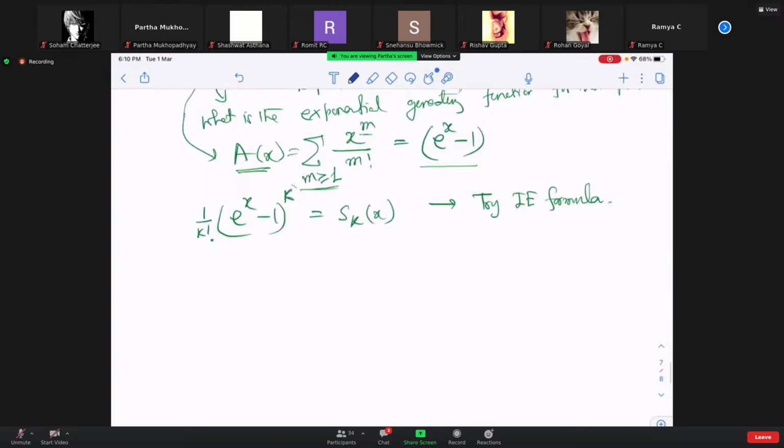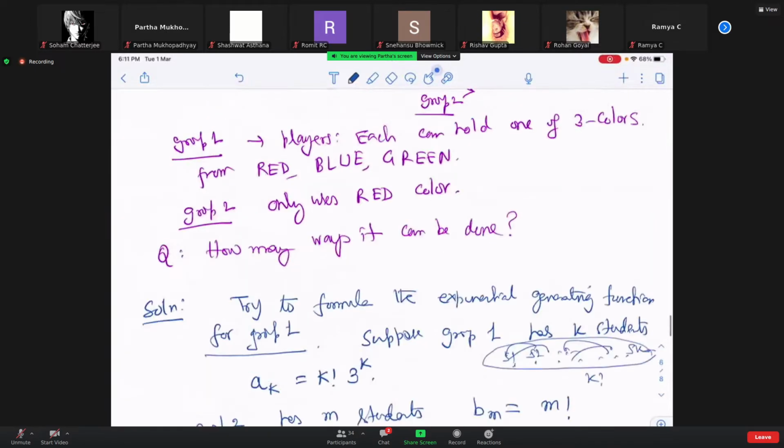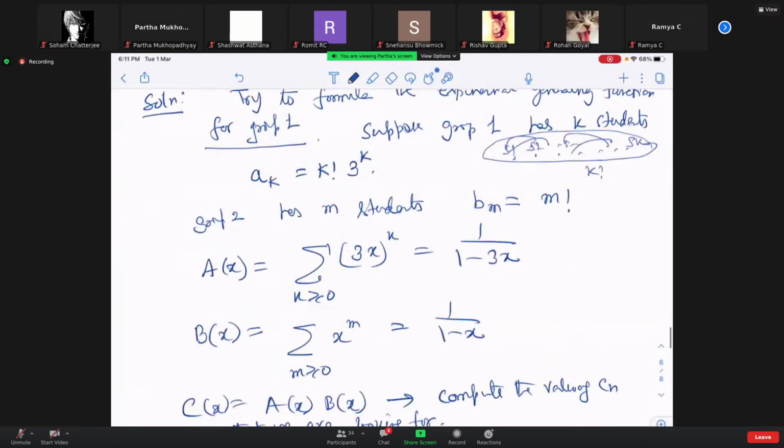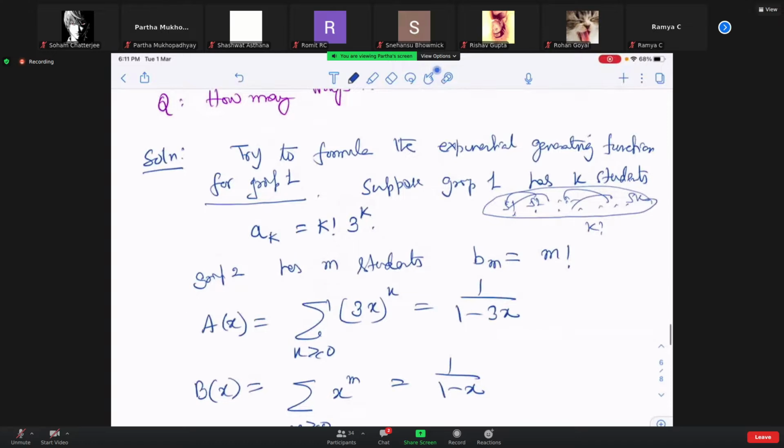Sir, I have a doubt in the previous question, the colors thing. What would happen if we didn't use an exponential generating function? We just used the generating function. Yeah, you can try. You will see the problem. It's very difficult to explain what will happen unless you try. That's the differential equation problem I told you. You will end up in some trouble.